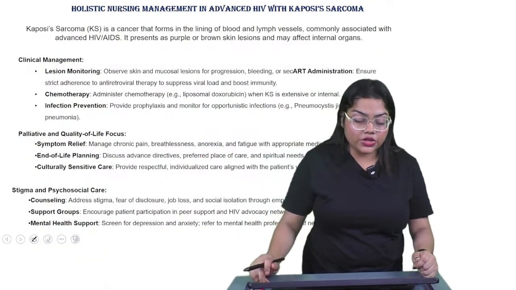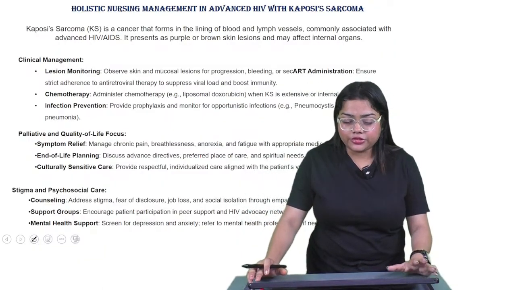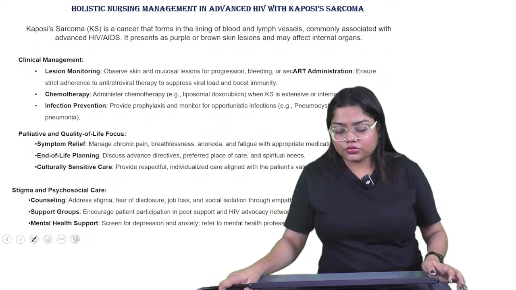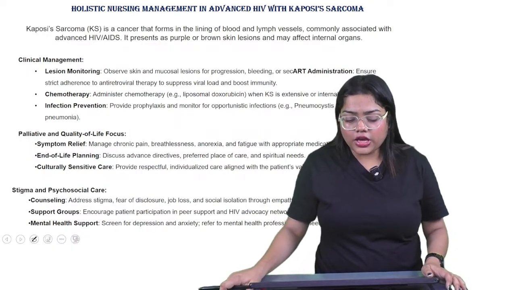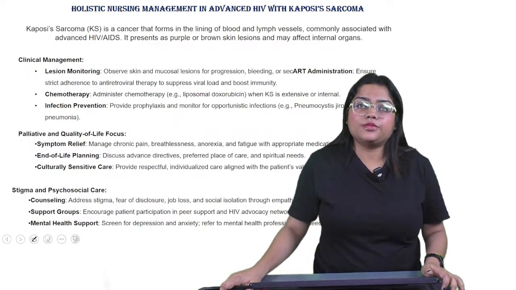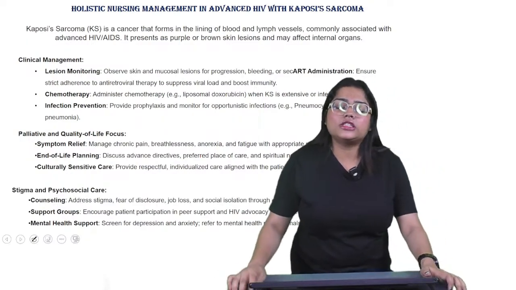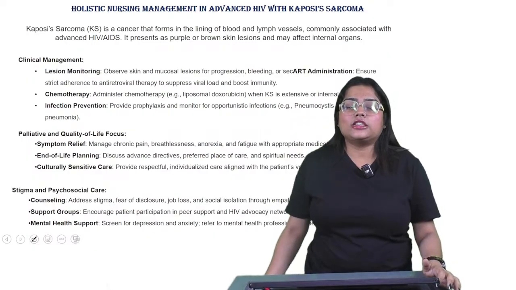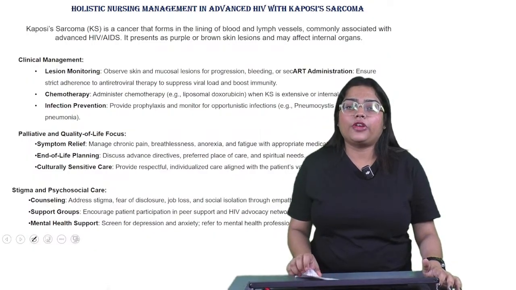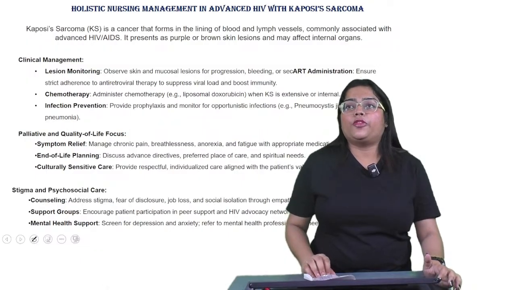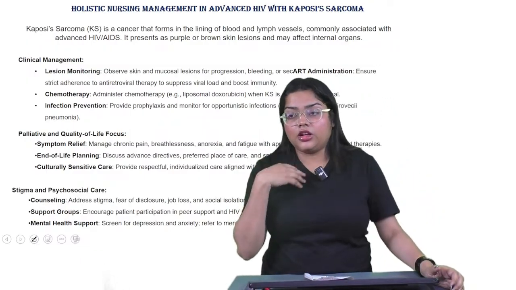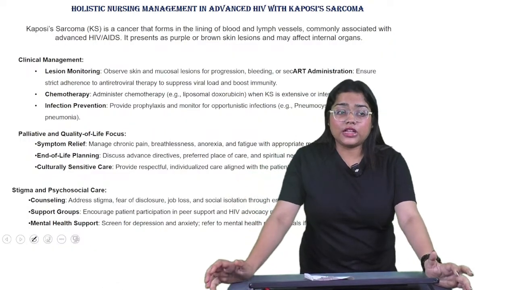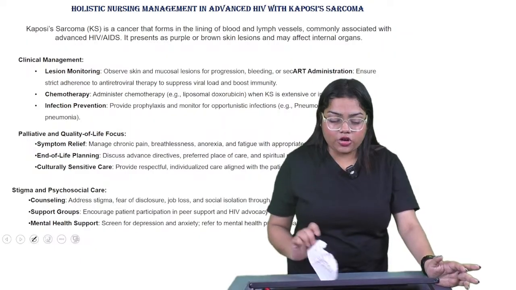Our next question is holistic nursing management in advanced HIV and Kaposi's sarcoma. Okay, so what is meant by holistic roles? A holistic role is actually an all-rounder role. Okay, so as a nurse, what we actually do is provide care. We give mental support, psychological support, we give counseling, we do advocacy and all.